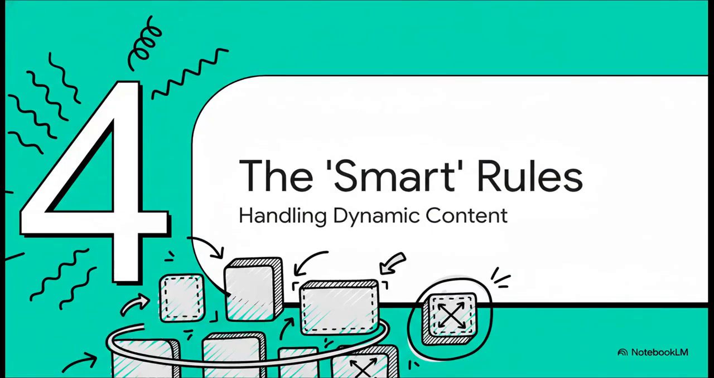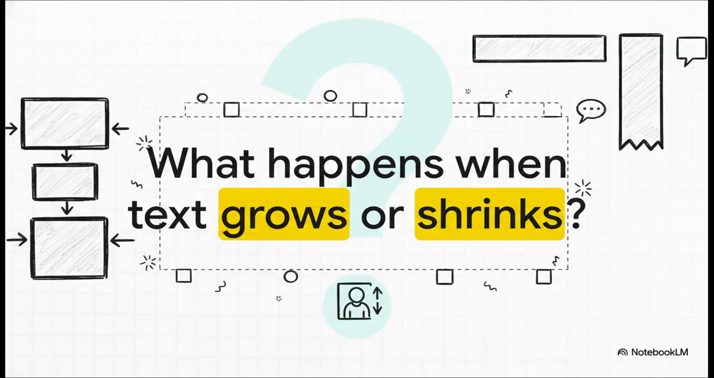Okay, now for the really clever part of the system. We've positioned our views, we've sized them, but what happens when the content inside those views is totally unpredictable? This is a massive problem for any modern app. Think about it. You've got user-generated content, different languages that take up way more or less space, or even dynamic font sizes for accessibility. Your layout has to be smart enough to handle all of that gracefully.